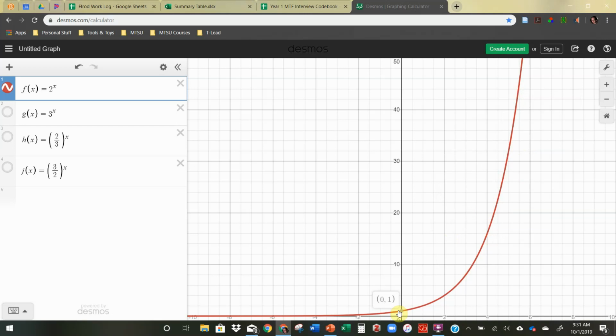On the left-hand side of the graph, I don't know my left from my right, I should be ashamed. When I put in 2 to the negative 1, look what happens. There it is, 0.5. It's 1/2.